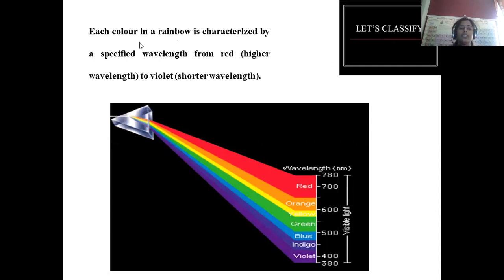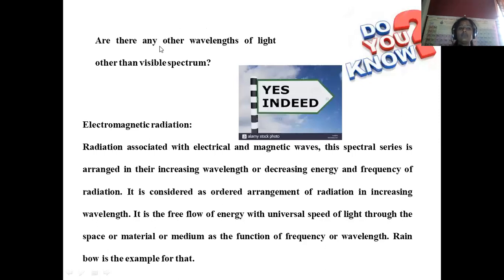The next point is that each color in the rainbow is characterized by a specific wavelength, from red of higher wavelength to violet of shorter wavelength. This is the representation. When white light is allowed to pass through a prism, it is split into these radiations: red, orange, yellow, green, blue, indigo, and violet. This is the order of their wavelength, from higher wavelength to lower wavelength. All these light rays are arranged so. This is the splitting of a single light into electromagnetic radiation, called VIBGYOR, a rainbow. So this is also the spectrum of electromagnetic radiation.